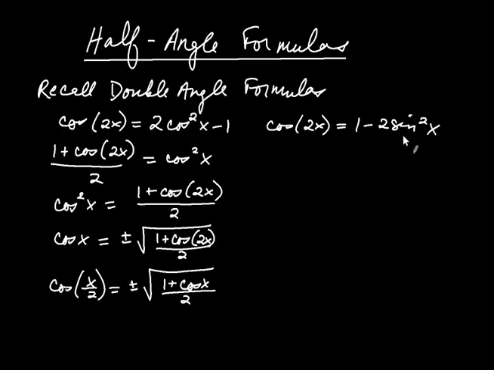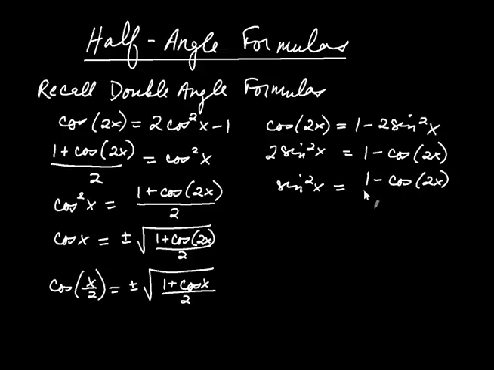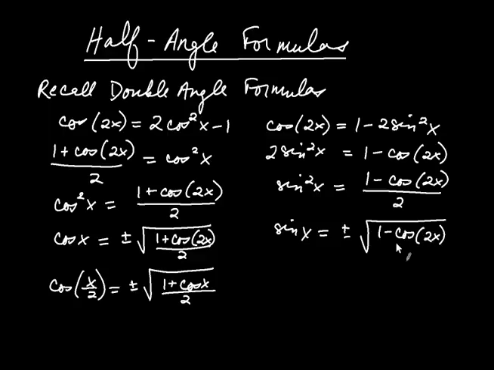So now what we'll do is we'll isolate that sine squared x. And we'll do that by, why don't we first add 2 sine squared x to both sides. So we get 2 sine squared x is equal to 1 minus cosine of 2x. And now let's divide by 2. So we're looking at sine squared x is equal to 1 minus cosine of 2x, the whole quantity divided by 2. And now we're going to again make use of the square root property. So we're looking at sine of x is equal to plus or minus the square root of 1 minus cosine of 2x, all divided by 2.